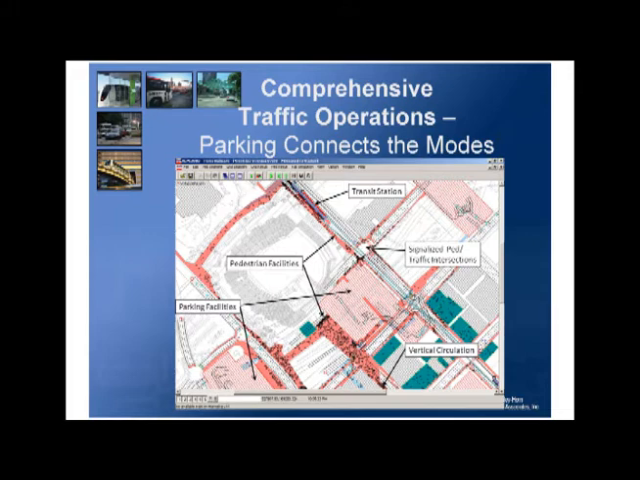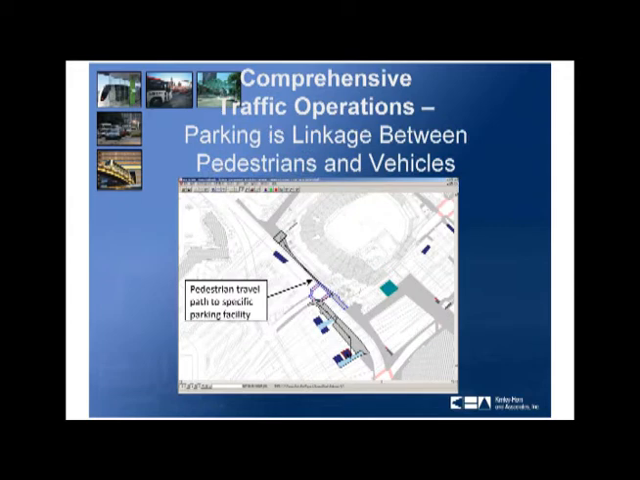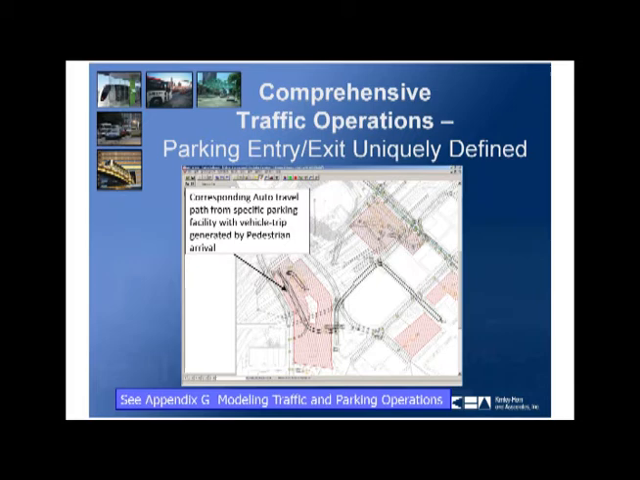In the case of the Minneapolis model, it included parking along with traffic and pedestrians. And built into the model was a pedestrian trip to an underground parking facility next to the stadium. And when that pedestrian arrived, it generated a vehicle trip coming up the ramps from below ground into an intersection here at street level. And that vehicle was then inserted into the traffic operations and made its way to its destination.